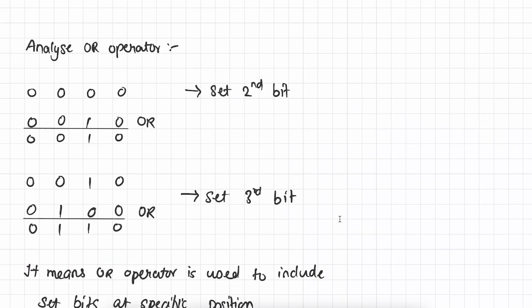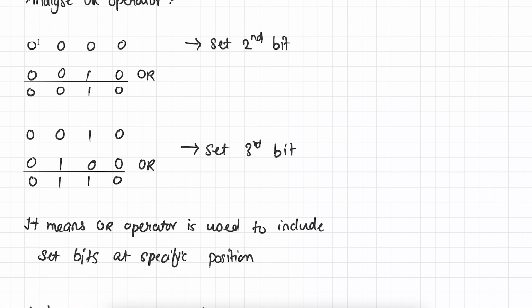Okay. Now let's analyze the OR operator. Let's say I have given you a number that is 0. And if I tell you to set the second bit, how are you going to set it? To set the second bit, you have to find a number whose second bit is set and you simply perform an OR operation. After performing the OR operation, you get a number whose second bit is set. So this number gets converted to this number with the OR operation.